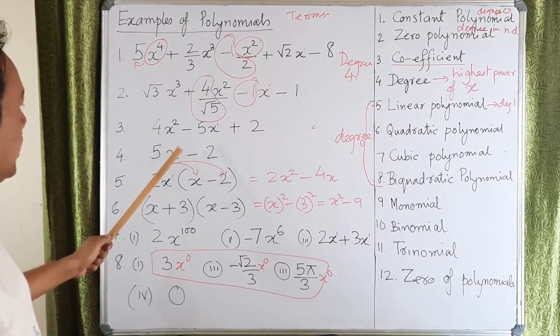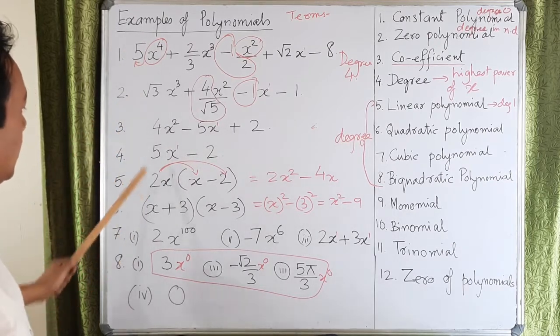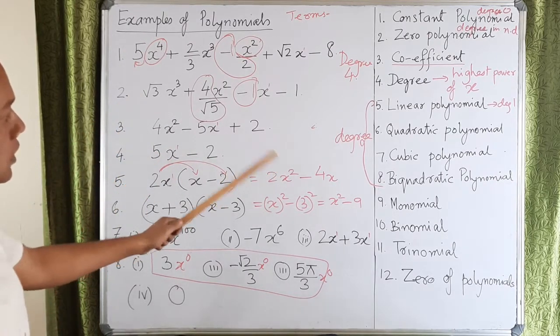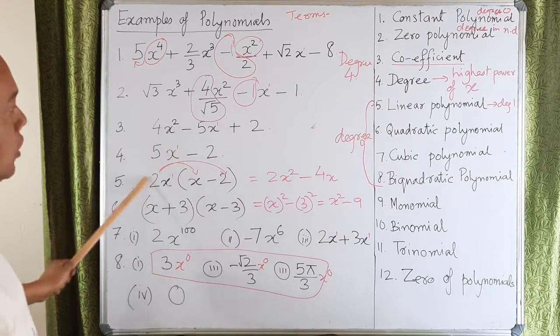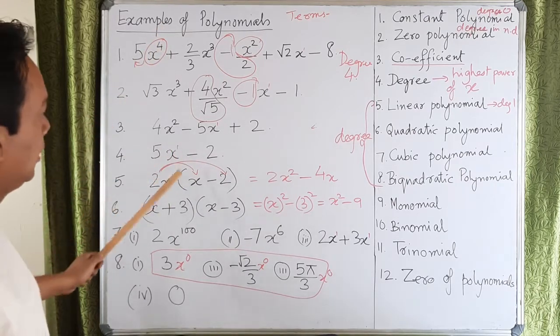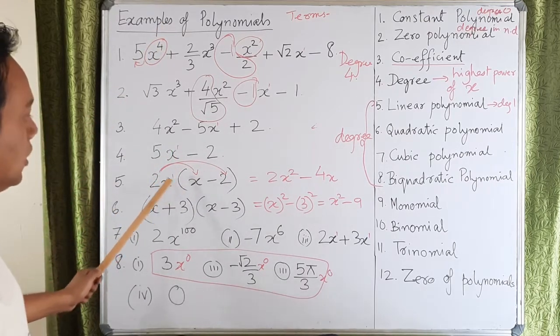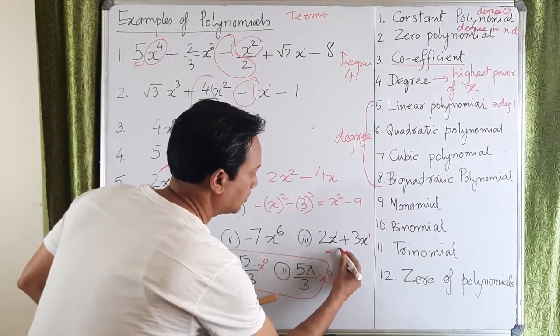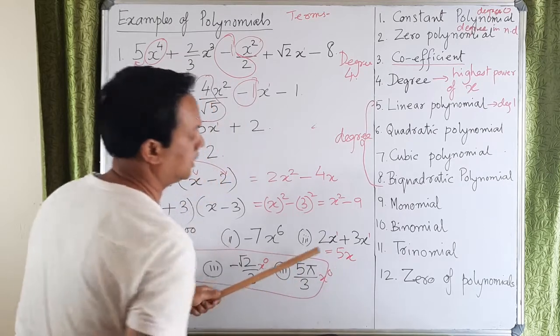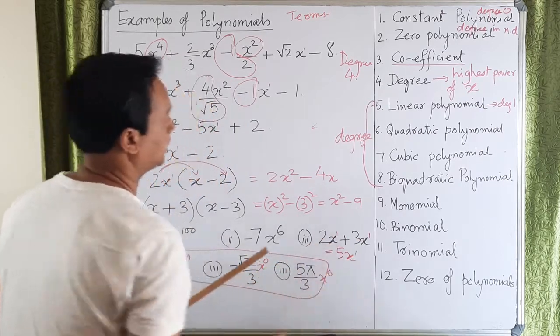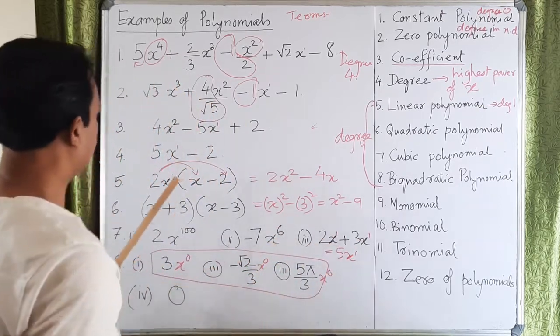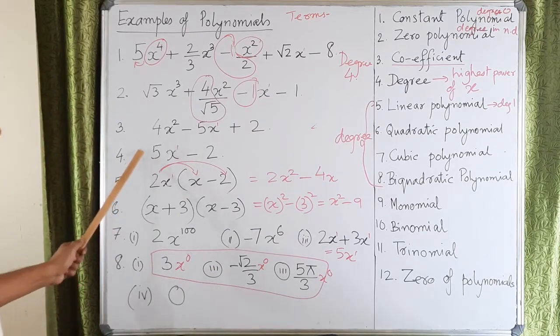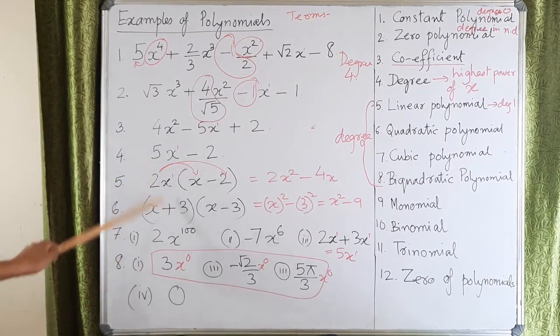So we have only one polynomial out of all these which is linear. Which one is linear from here? This one is linear. Not this one. You cannot see the degree here. Oh, here also it's linear, degree 1. Because this will be adding up, it will become 5x, degree 1. No more degree 1.